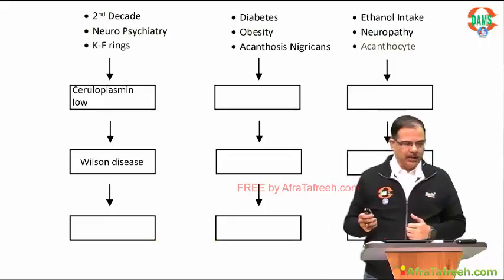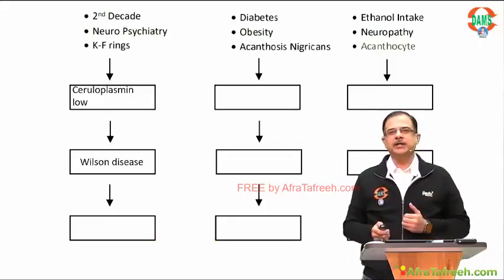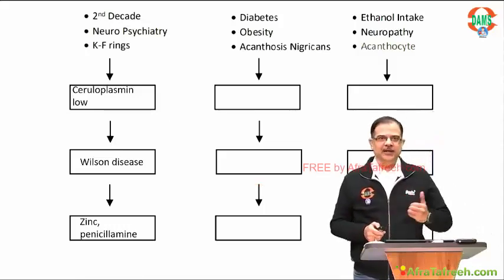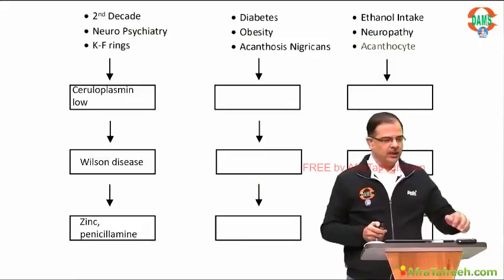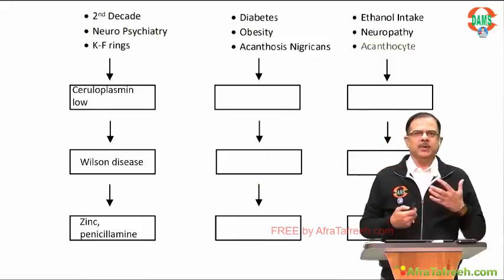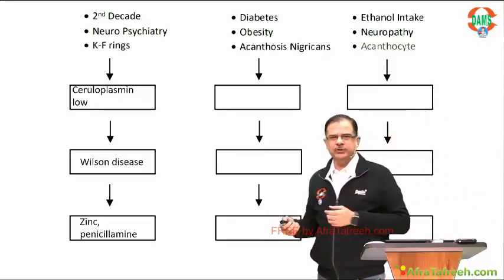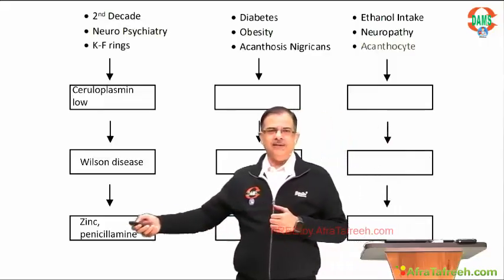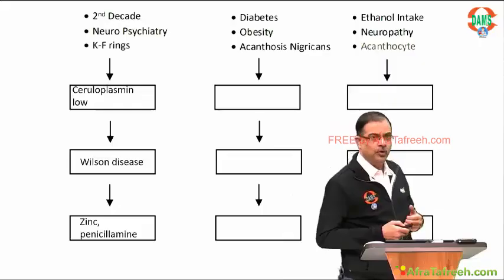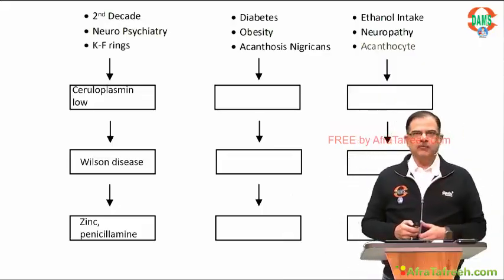Now, treatment. The treatment of this condition is zinc and penicillamine. Zinc is the initial drug that we give, but it is a very mild agent. So ultimately we have to shift the patient to penicillamine. That is a copper chelating agent drug for Wilson's disease. Now, coming to the fourth clinical scenario.